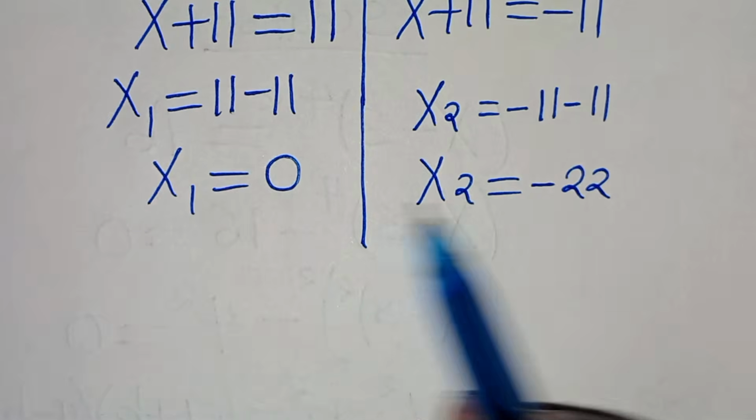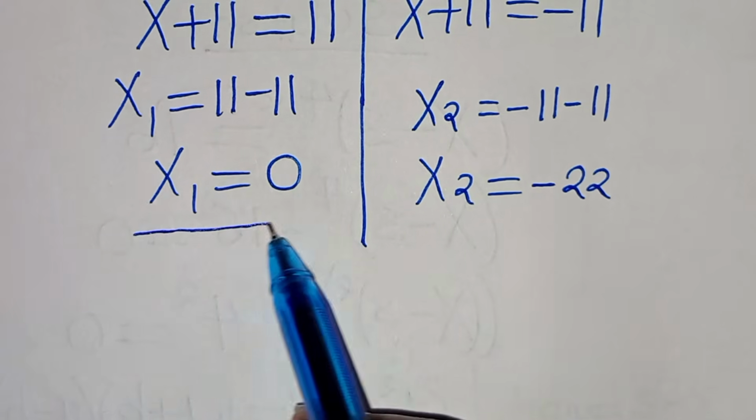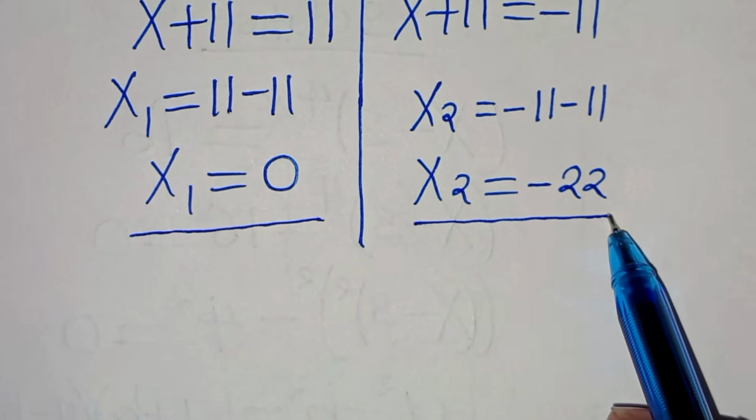So both method 1 and method 2 give us the same values of x1 and x2.